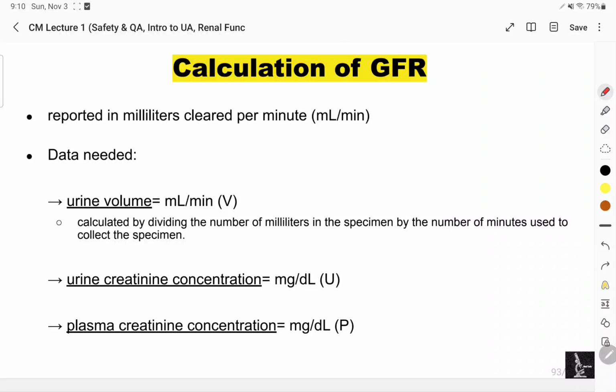For this Friday, I think there is no appeal on the quiz. Okay? The calculation of GFR is only part of the summative, so still study. So, how do we calculate our GFR?